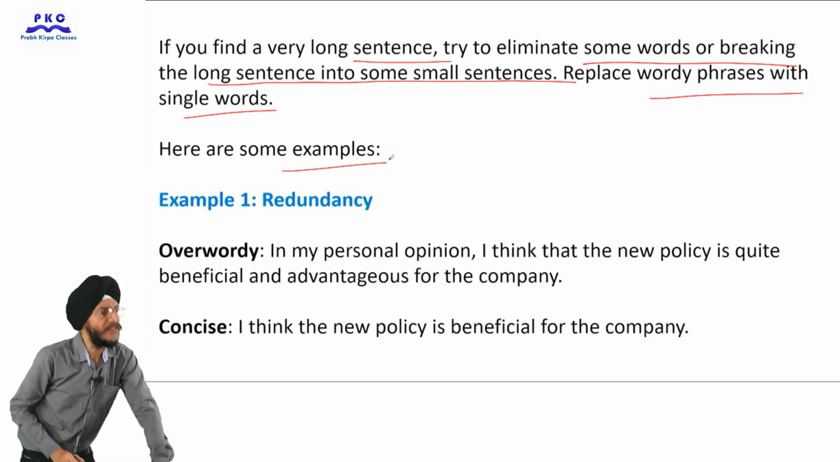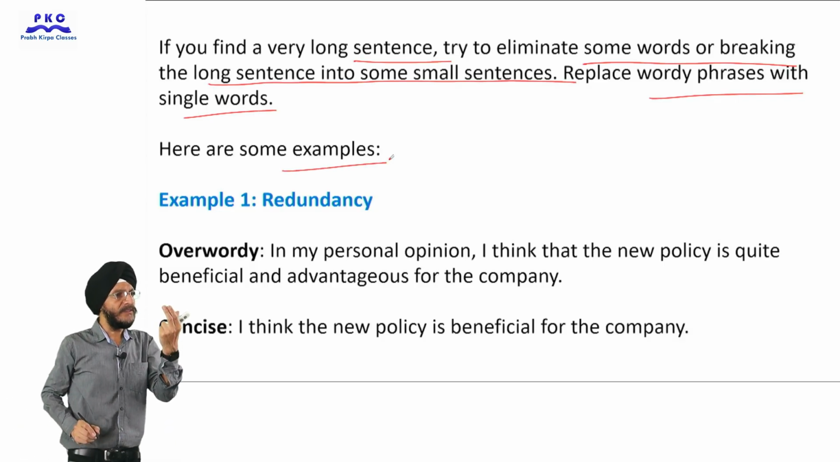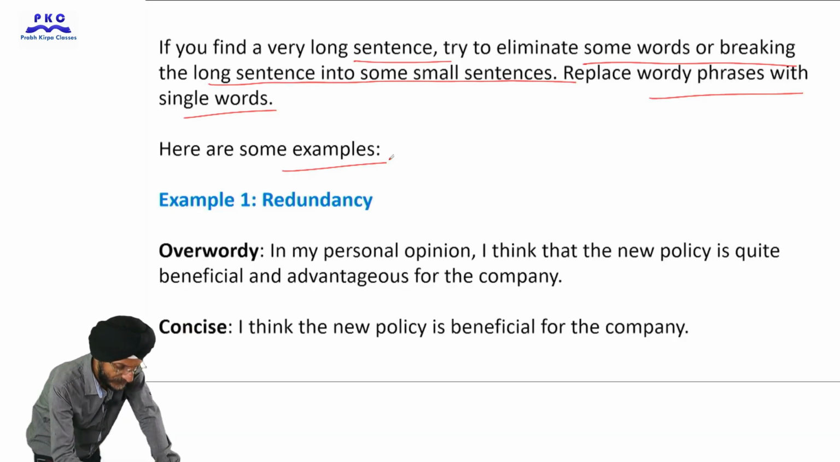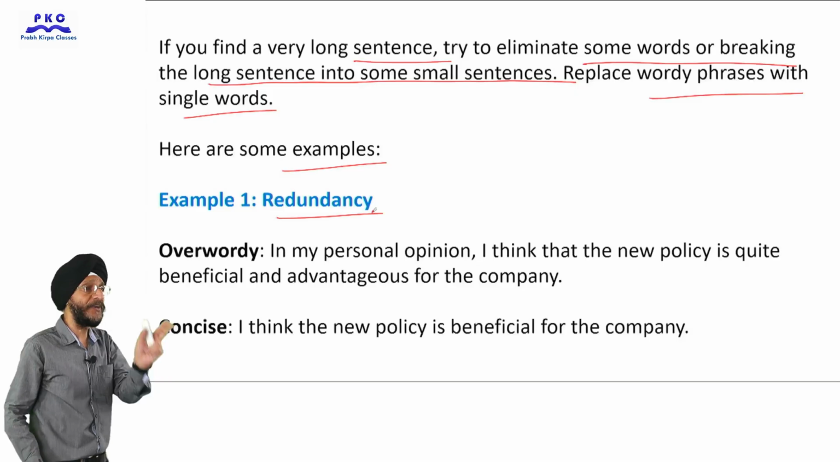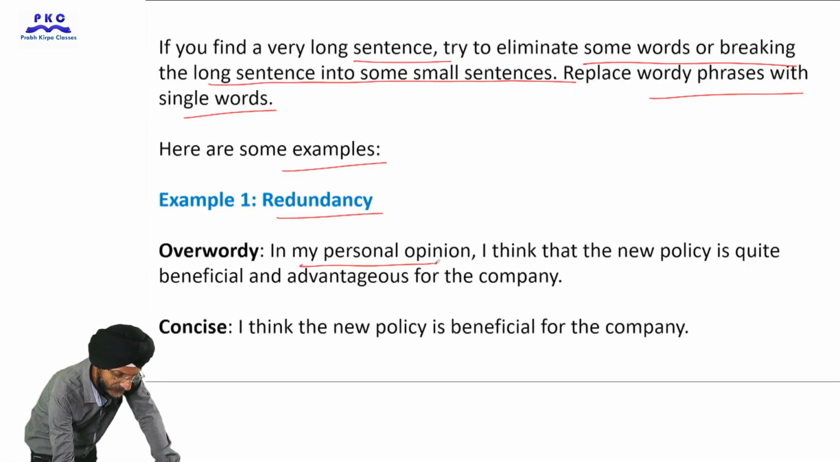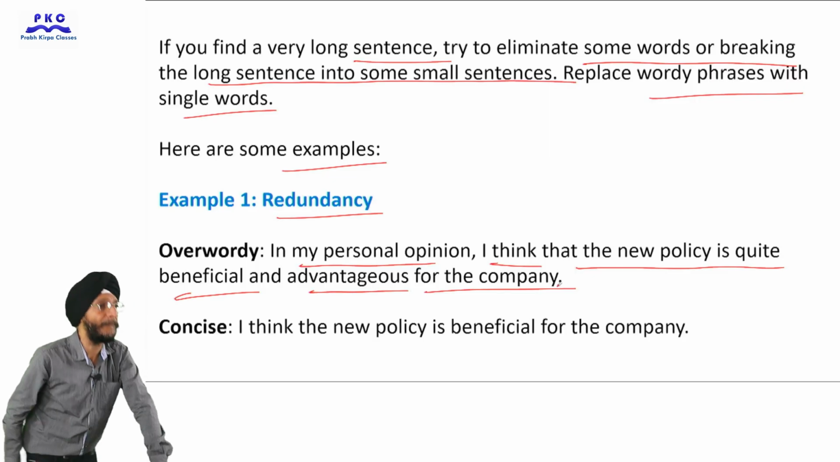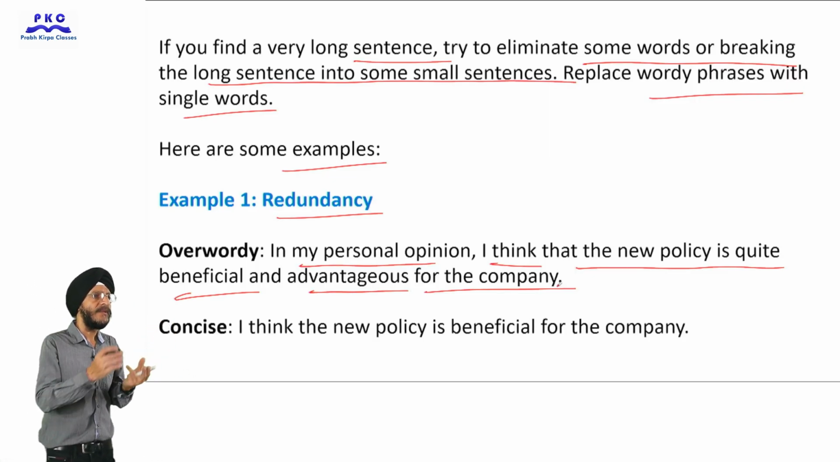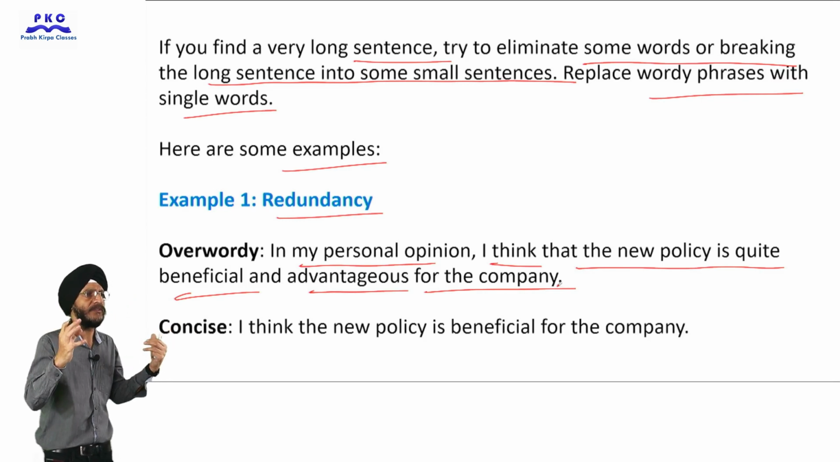Now we will understand this concept of overwordy sentences with the help of examples. First is redundancy, repetition. We should avoid repetition. The first example: In my personal opinion, I think that the new policy is quite beneficial and advantageous for the company. What do we want to say? We want to say that I think, or in my personal opinion, the policy is quite beneficial.